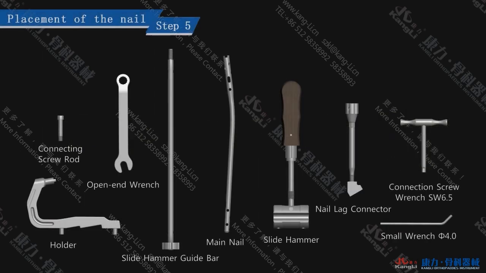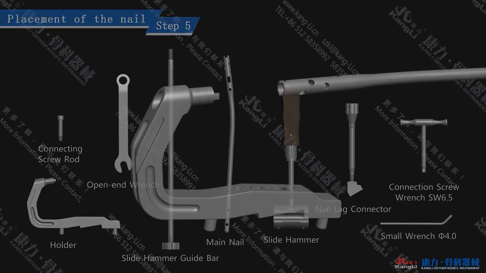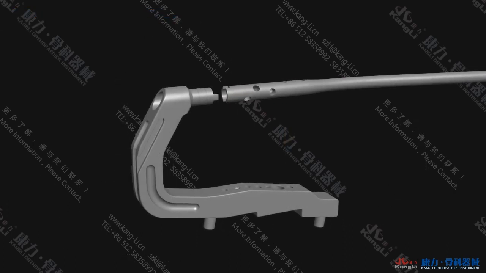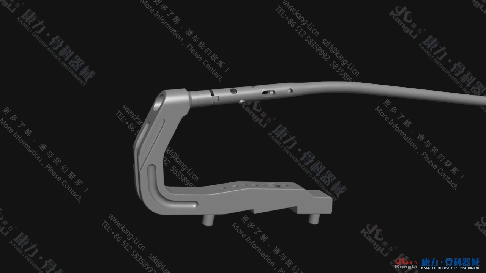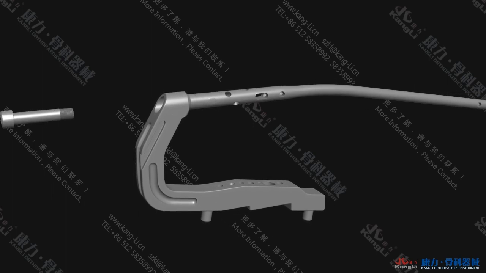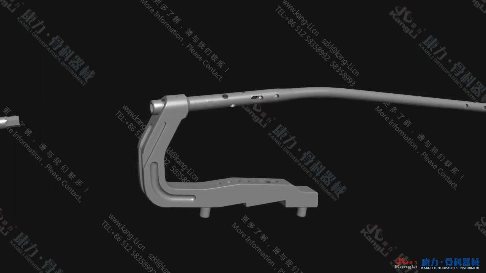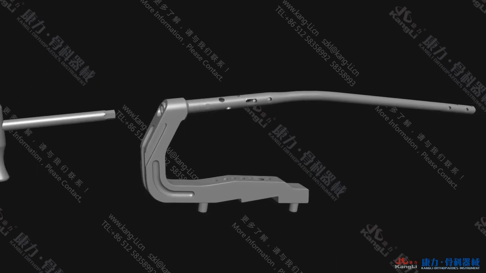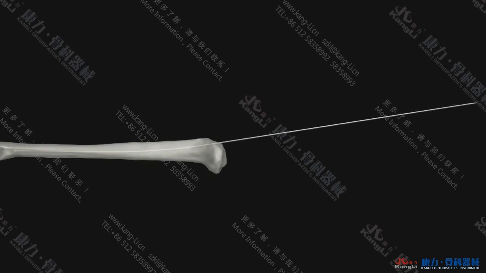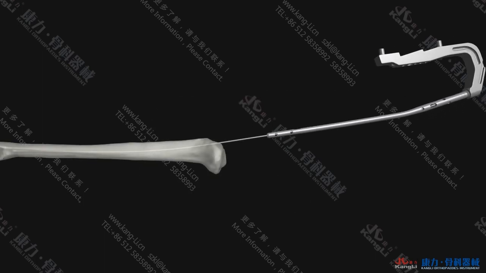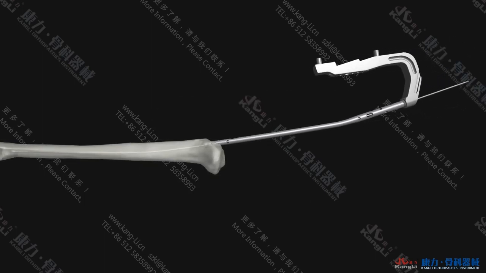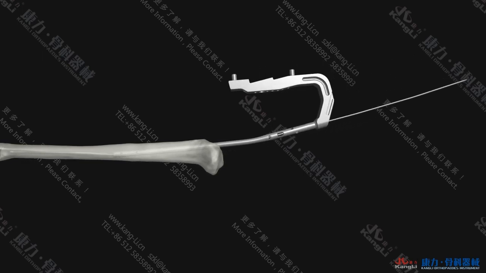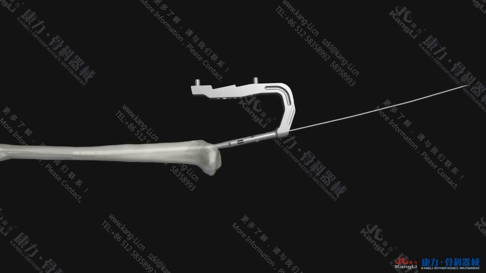Step 5. Placement of the nail. Fix the prepared nails of KTO intramedullary nailing system onto the holder with the connecting screw rod and tighten it with the connection screw wrench. Insert the ball guide pin and rotate slightly for the entrance of the nail. After the entrance, keep the direction and directly insert it in.